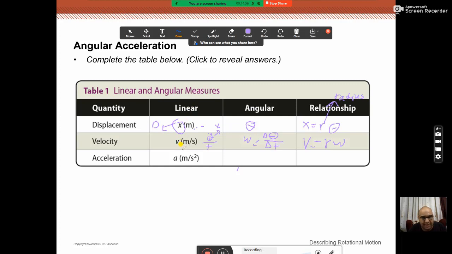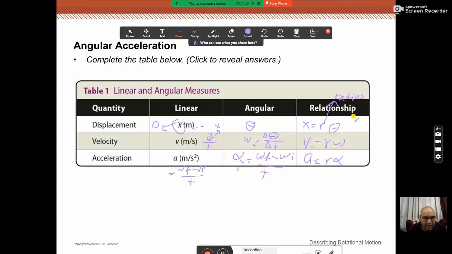Our linear acceleration is A equal Vf minus Vi over time. The angular one is called alpha. Alpha is omega f minus omega I over time. And the ratio between them is A is equal R times alpha.